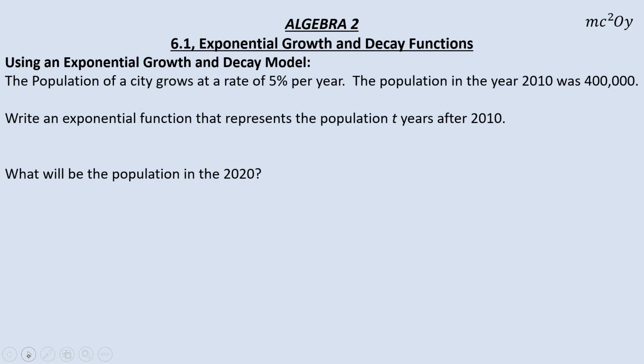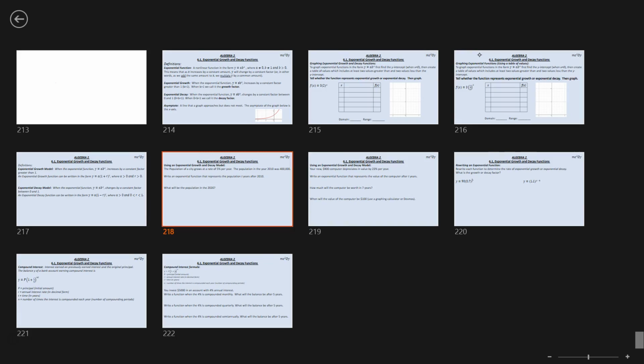Using an exponential growth and decay model, the population of a city grows at a rate of 5% per year. The population in year 2010 was 400,000. Write an exponential growth function that represents the population t years after 2010. Well, the first thing we need to do is look at our function. Y equals a times b, which we're saying is 1 plus or minus r to the t. Now I put plus or minus r to the t because we could either have one or the other depending upon if we're dealing with growth or decay. It's going to be one or the other.